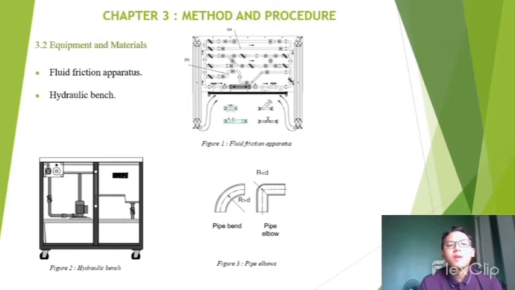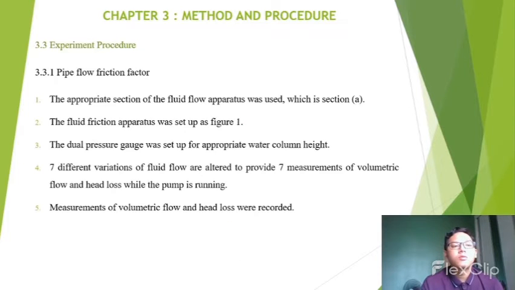For the equipment and material, we have the fluid friction apparatus and the hydraulic bench. For 3.3, the experiment procedure, for the pipe flow friction factor, the appropriate section of the fluid friction apparatus was used, which is section A. The fluid friction apparatus was set up as in figure 1. The dual pressure gauge was set up for the appropriate vertical height.